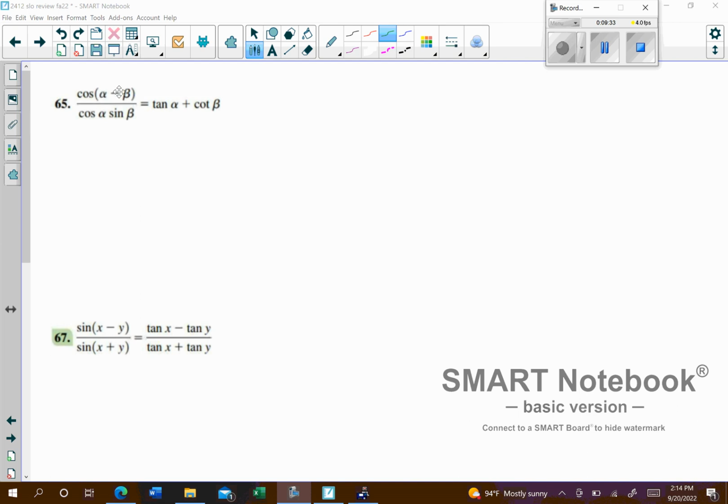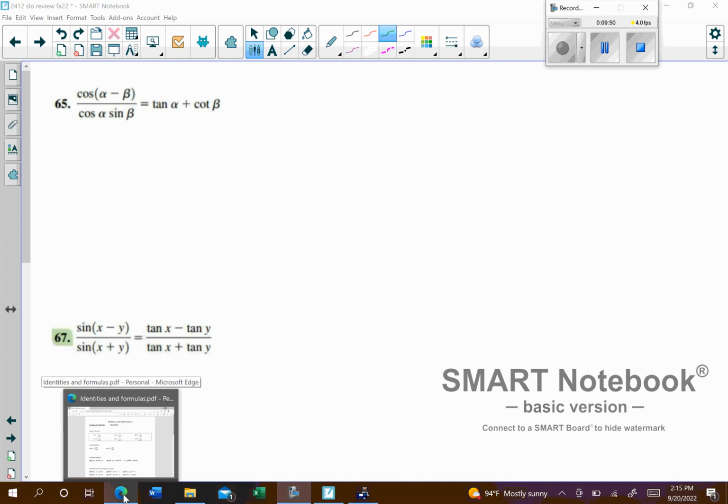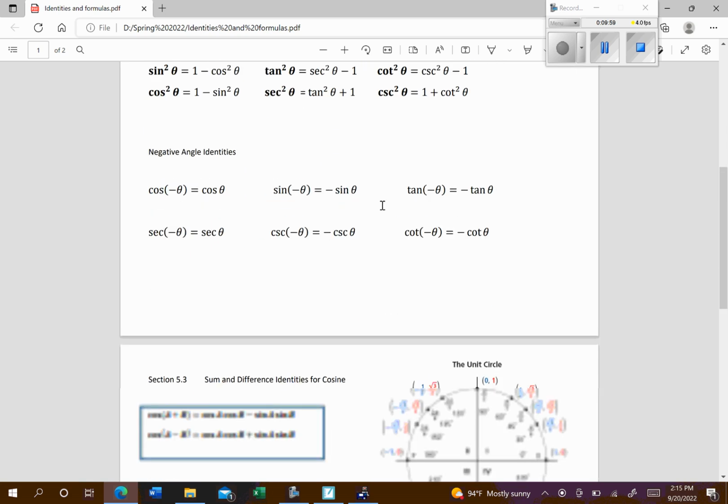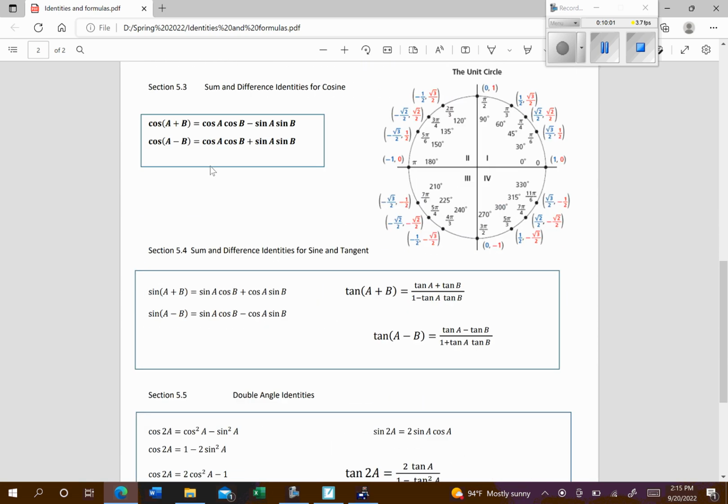We've got the cosine difference identity right here, divided by cosine of alpha sine of beta is equivalent to tangent of alpha plus cotangent of beta. So I got to somehow show that these two are equivalent. And I know, like I said, this probably is not something you really like doing, but I do have this formula sheet, and I did post this in D2L. And so let's go ahead and look at the cosine difference formula right here.